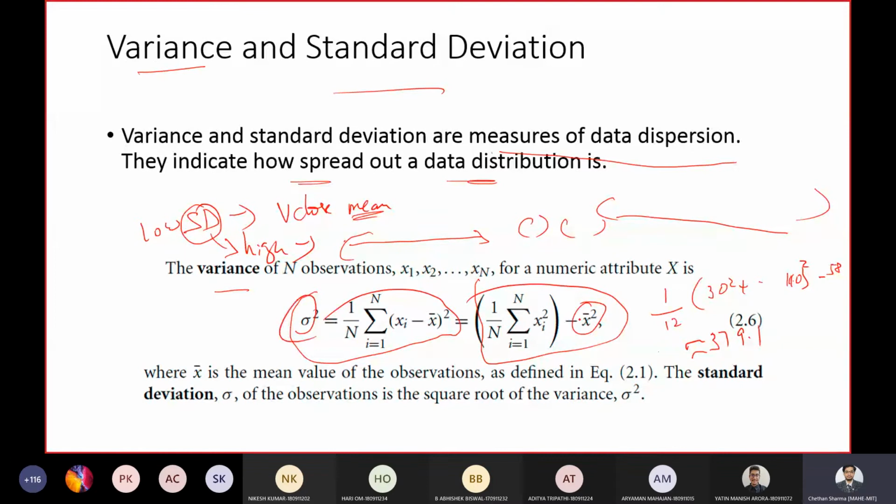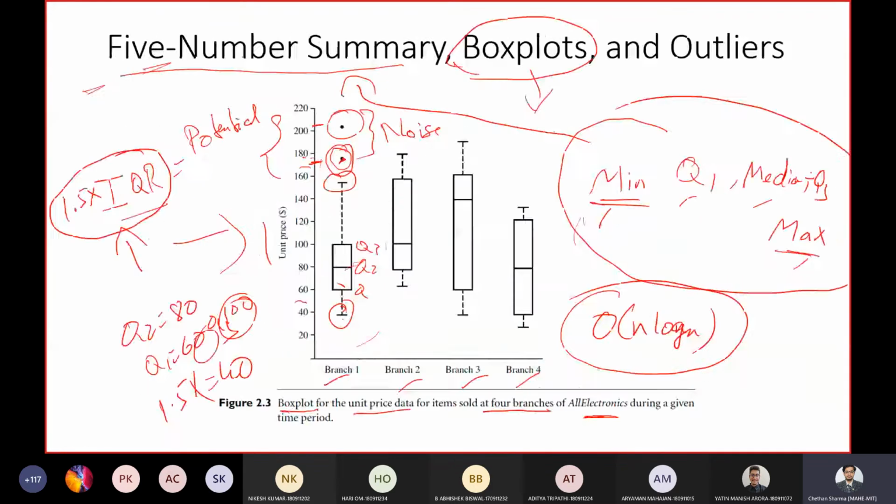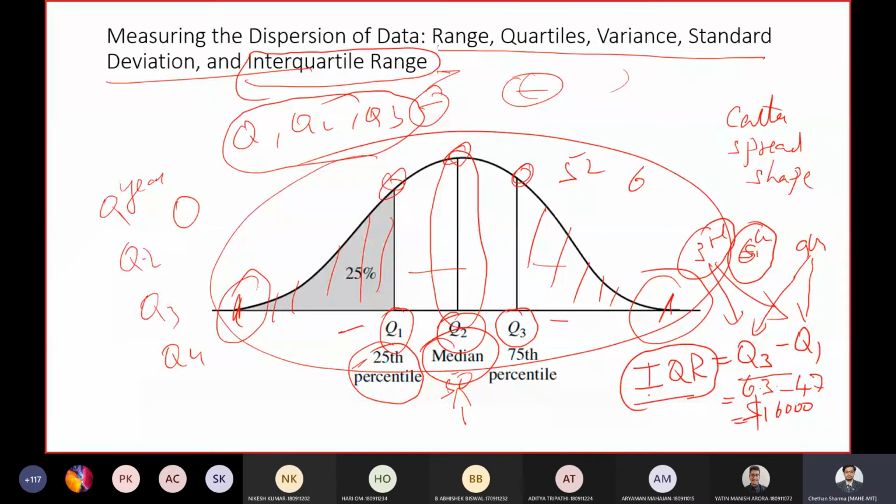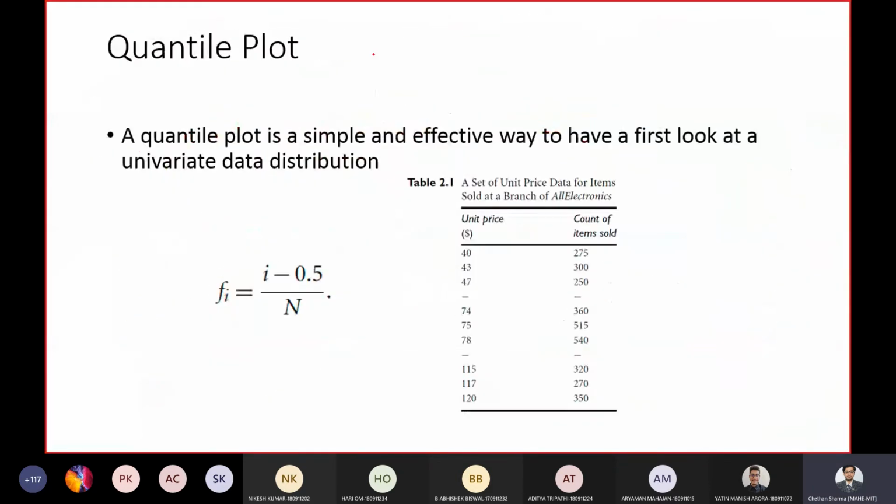You have to be careful here. This is sigma square. So the standard deviation sigma would be 19.37, that is the square root of this. So these are the basics with respect to central tendency of the data, and also measuring the dispersion of the data. The next is graphic displays.